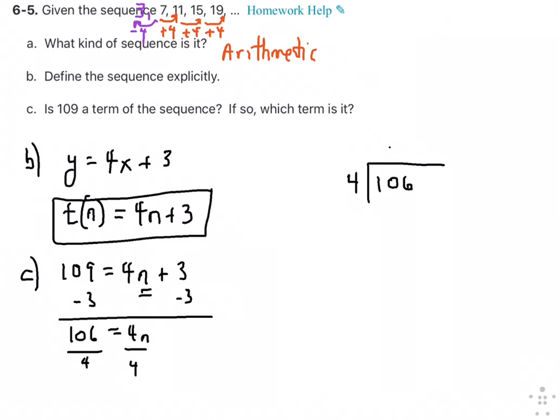4 goes into 10 2 times with a remainder of 2. 4 goes into 26 6 times, right? 6 times 4 is 24 with a remainder of 2, and then 4 goes into 2 five-tenths of a time, so 26.5. 26.5 is not an integer, so that's not going to be a term in the sequence. So the answer would be no, right? It is not a term in the sequence.